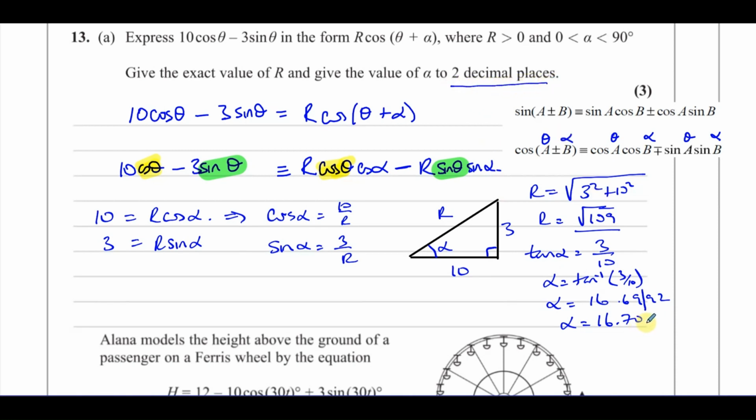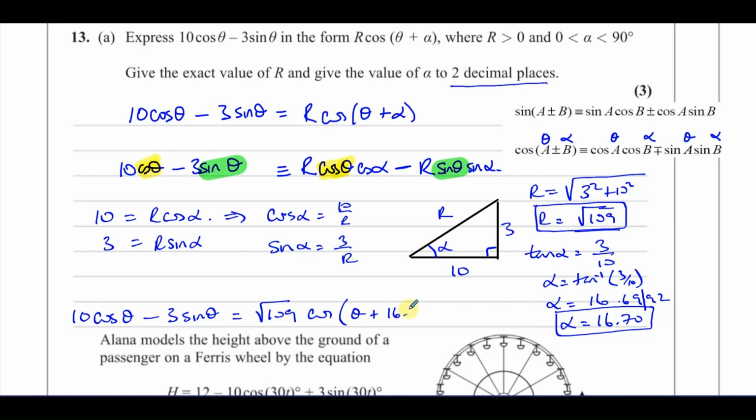Very, very important. The question told us to find the value of alpha to 2 decimal places, which we've done, and find the value of r in the exact form, which we've done. And there's the answer. But just to make it look complete and maybe help us for other parts of the question, I'll write down over here what we found. We found that 10 cosine theta minus 3 sine theta is equal to r, which is root 109, times the cosine of theta plus 16.70 degrees. So that's what we've just basically proved, by using this method here.